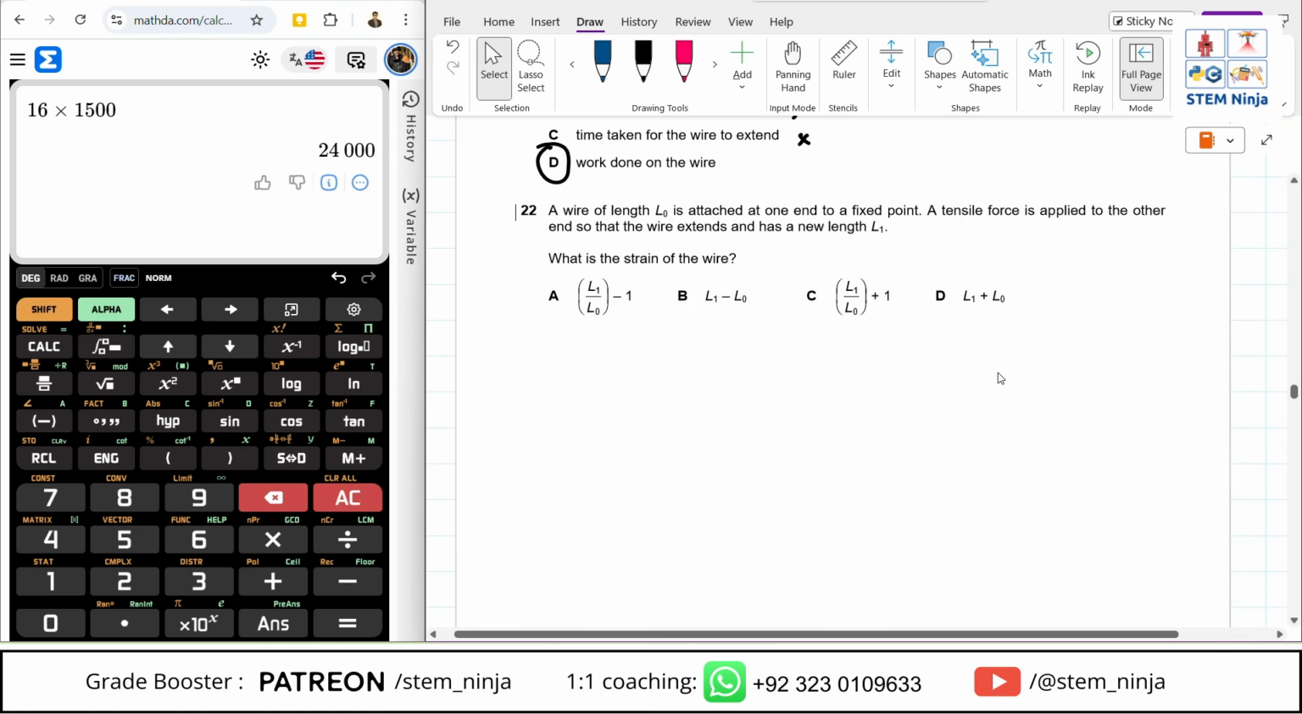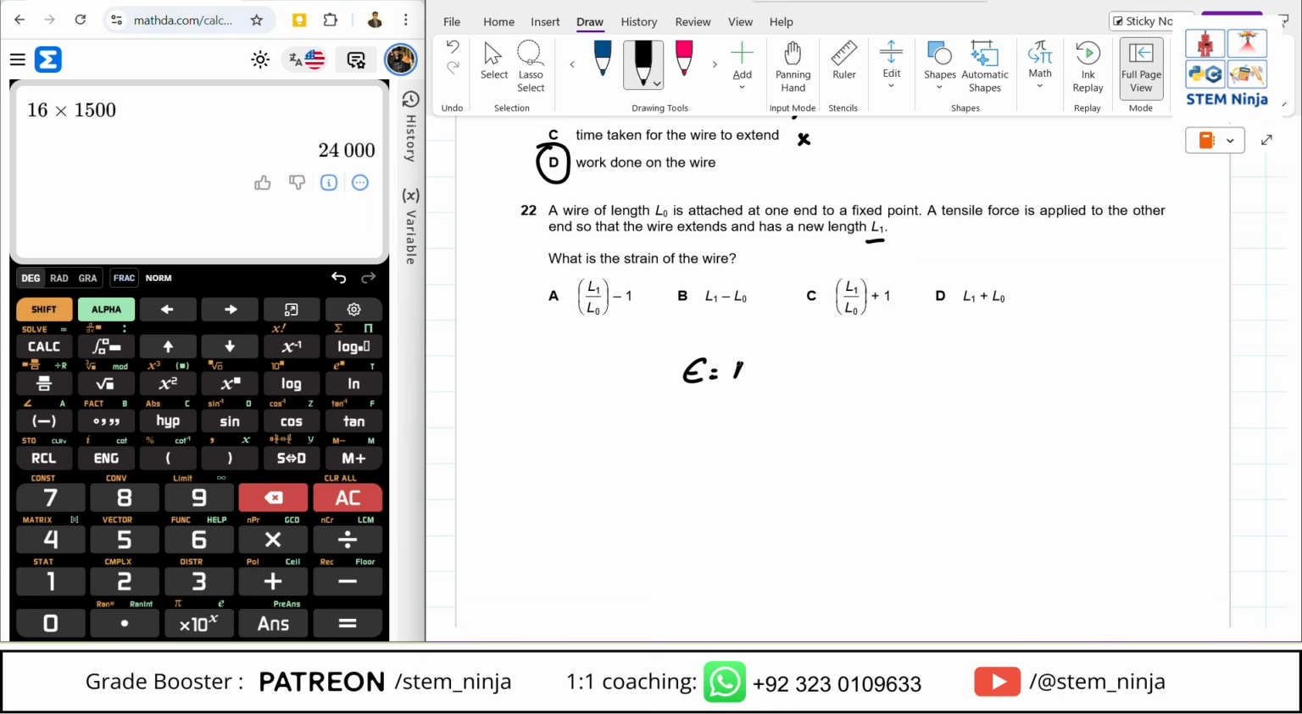A wire of length L naught is attached at one end to a fixed point. A tensile force is applied to the other end so the wire extends and has a new length L1. What is the strain of the wire? So strain basically is just the change in length over the original length. So the change in length is L1 minus L naught. Original length is L naught.